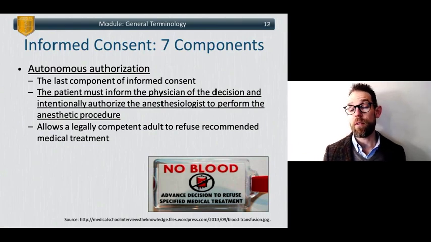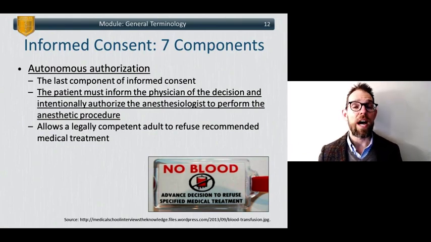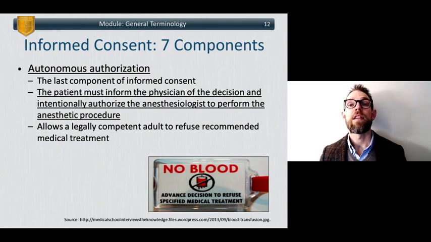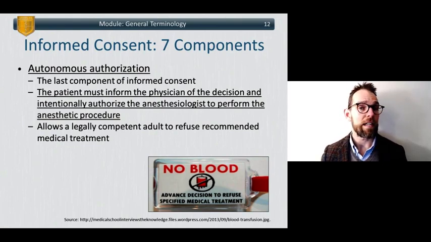So where is this important? Obviously, you see in the lower right-hand corner of the chart there, refusing no blood, advanced decision to refuse specified medical treatment. So this is pretty common in our Jehovah's Witness patients, that despite having large surgeries where you might say you need blood, the patient who is legally competent can refuse our intervention.